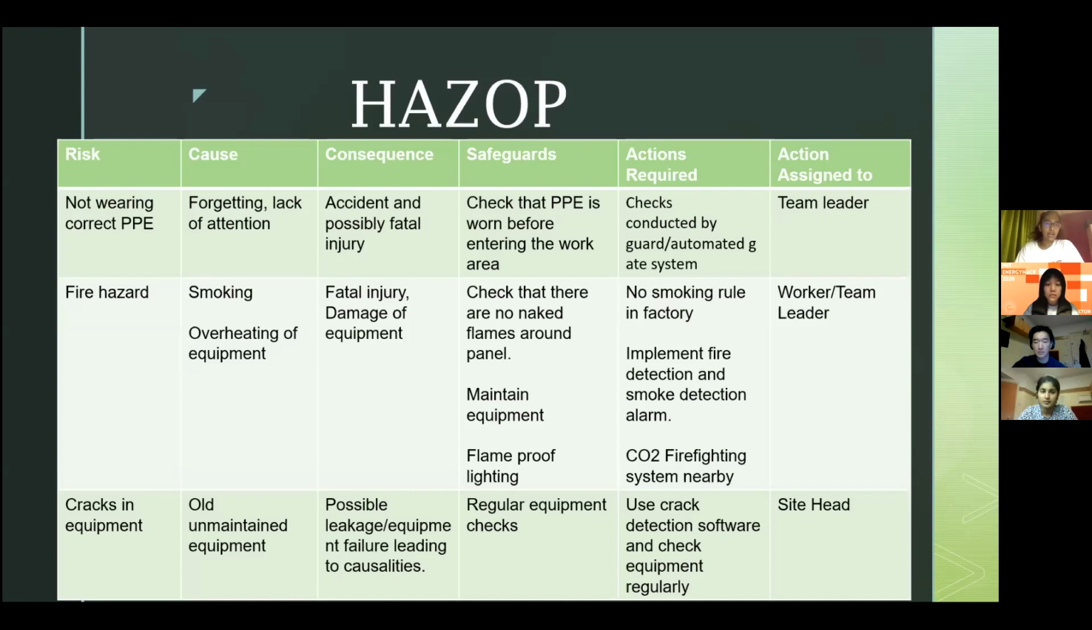Fire hazard due to smoking, overheating of equipment, again, fatal injury. Make sure that there is a no smoking rule in the factory, CO2 system, detecting system, and the fire detection system mentioned in the previous slide. Cracks in the equipment due to unmaintained equipment, and regular checks need to be done, and you can also use the crack detection software mentioned by my colleague Ria.